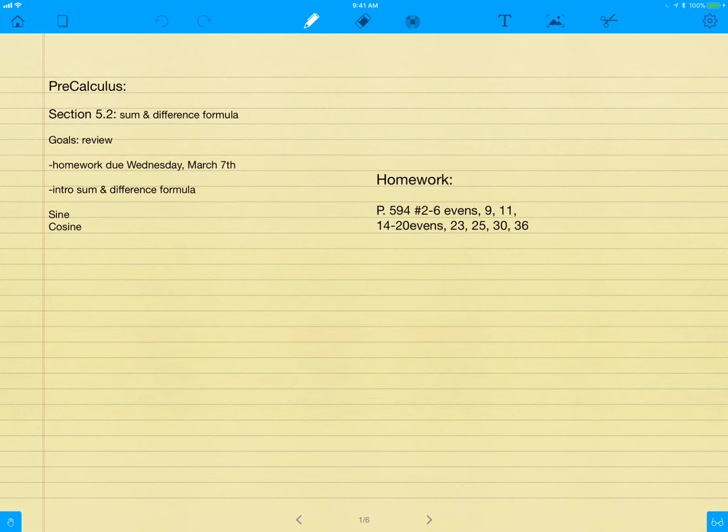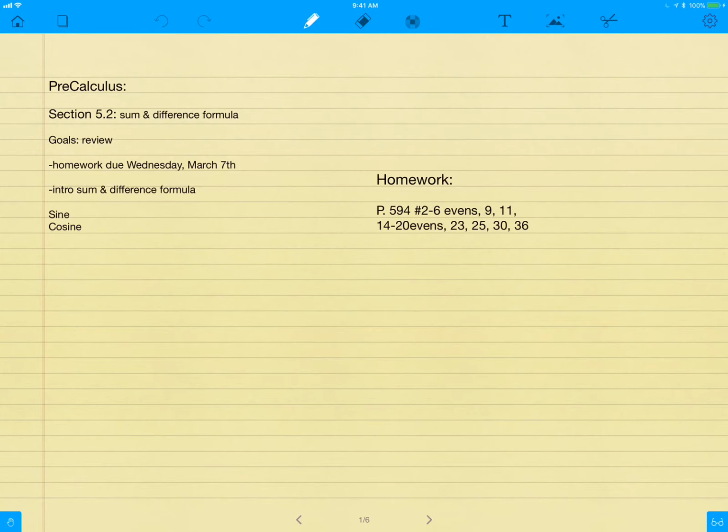Homework that I assigned yesterday, if you were gone yesterday, we did get new homework. It was assigned. It is due Wednesday, March 7th. You can see the homework problems on the board here. I'll put it up at the very end of the video as well so you can actually see that, and I'll leave that up there. The goal will be to do at least 2 homework problems, or at least problems that look like your homework problems. They're really, really close. And then we're going to intro the sum and difference formula.